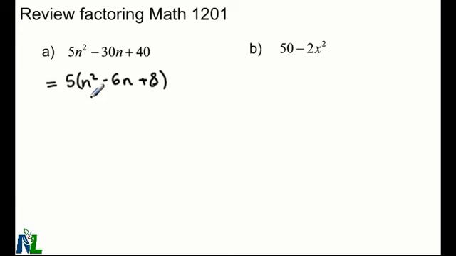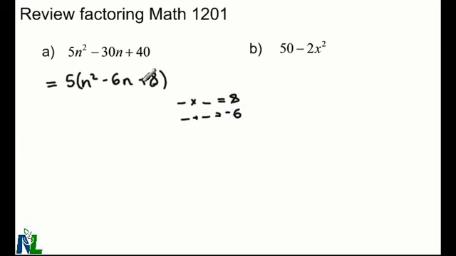I don't stop there. After I factor the 5 out, I look then inside the bracket to see what type of factoring it may have to do. And inside I see n squared minus 6n plus 8. This looks to me to be product and sum. So I'm looking for two numbers that multiply to give me 8 and that add to give me negative 6.